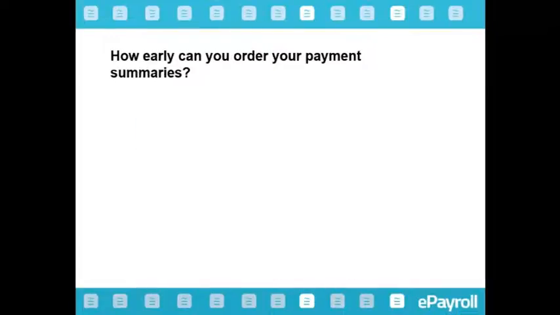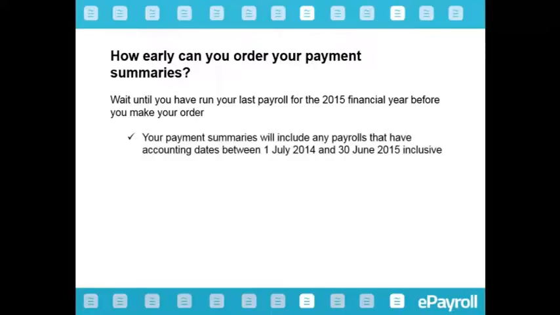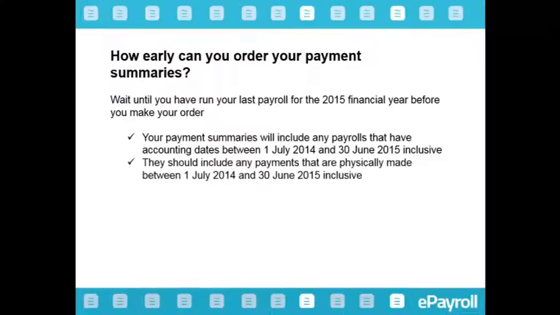Now, there are limits to when you can order your payment summaries, in relation to how late you can order them, but as well as how early. You can't order your payment summaries until you've run your last payroll for the 2015 financial year. Your payment summaries will include any payrolls that have an accounting date that falls between 1 July 2014 and 30th of June 2015 inclusive. It should include any payments that are physically made between those two dates.